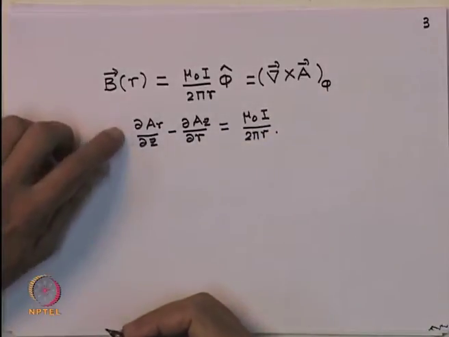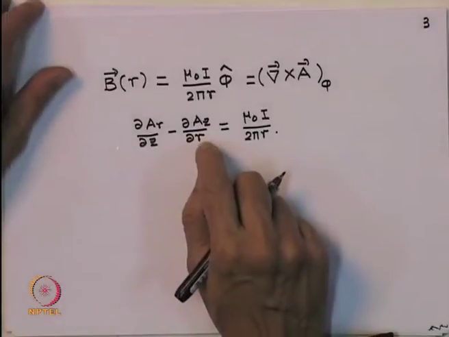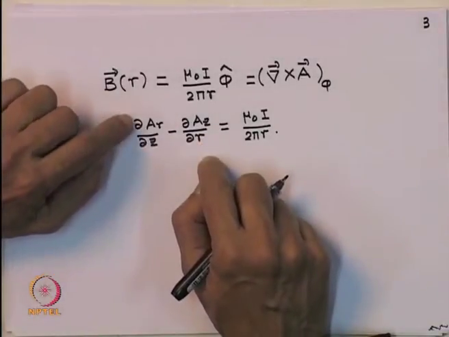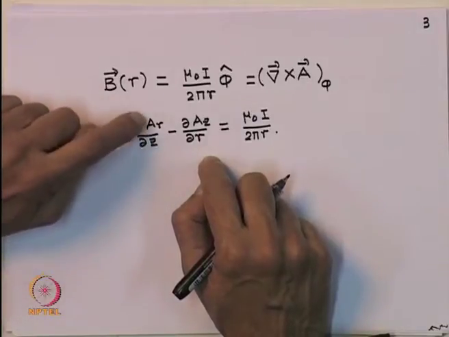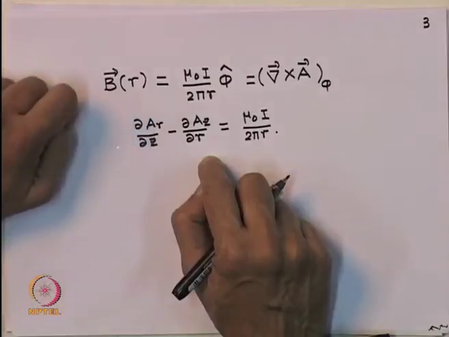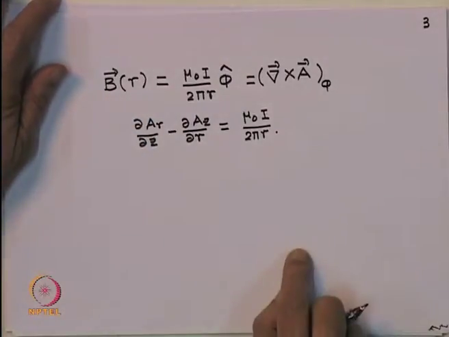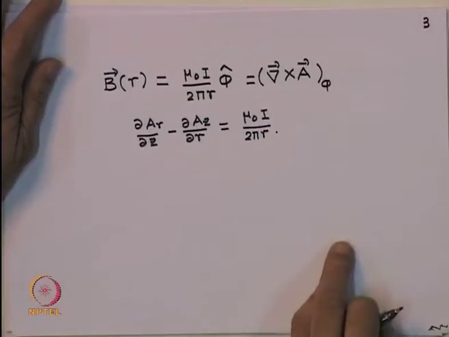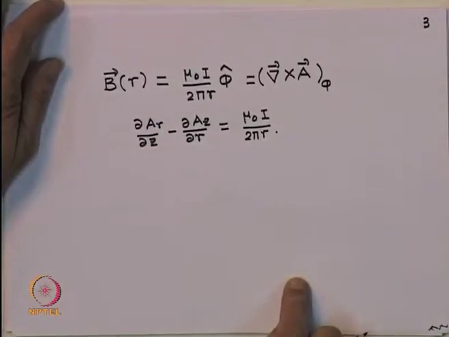Now, notice by symmetry I do not expect a derivative with respect to z to survive, because I do not expect A r to have a z dependence, because z is the symmetry axis, it is an infinite thing. So, I expect for all values of z given z, the value of the A r would be the same.